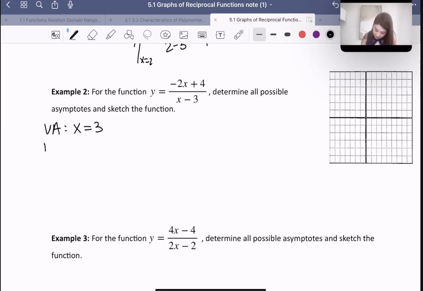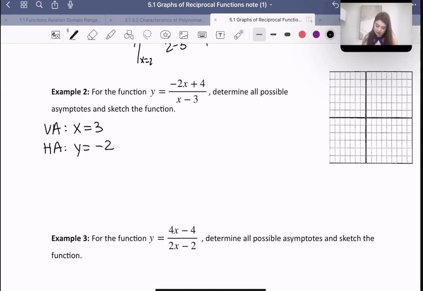Now what about the horizontal asymptote? Well, in this case, the degrees are the same. It's linear over linear, which means that we just take the leading coefficients. So the leading coefficient for the top is negative 2, and for the bottom it's 1, since x is the same as 1x. So the horizontal asymptote is at negative 2 over 1, which is just negative 2.